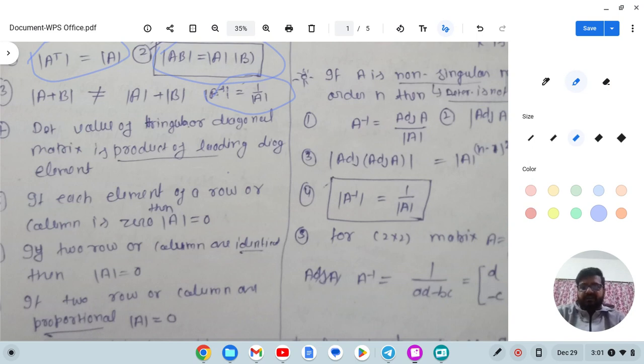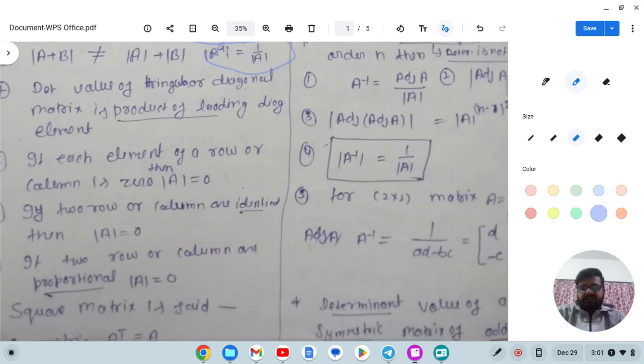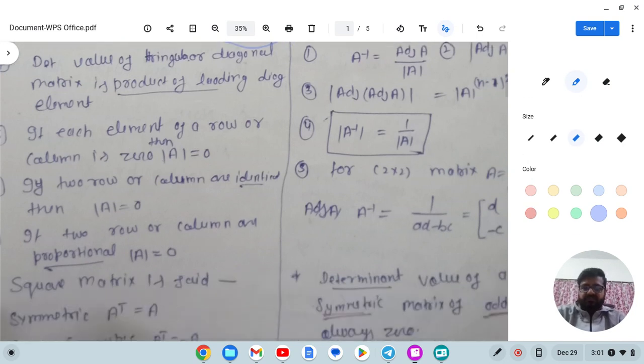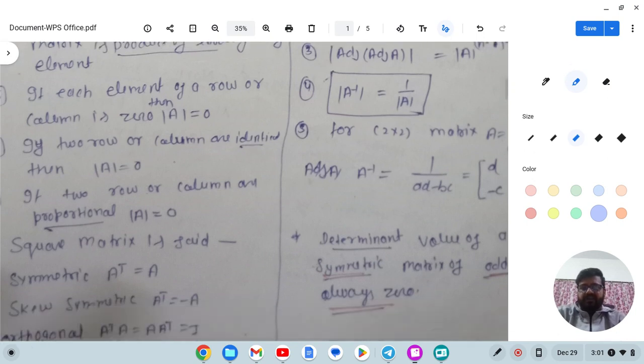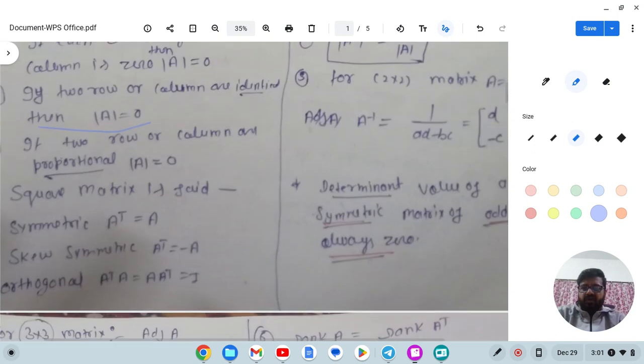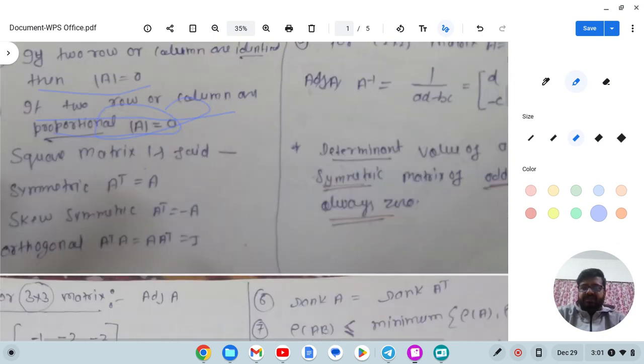If each element of a row or column is 0, then the determinant is going to be 0. The next is if two rows or columns are identical, then the determinant is going to be 0. If two rows or columns are proportional, then the determinant is going to be 0. Square matrix is said.